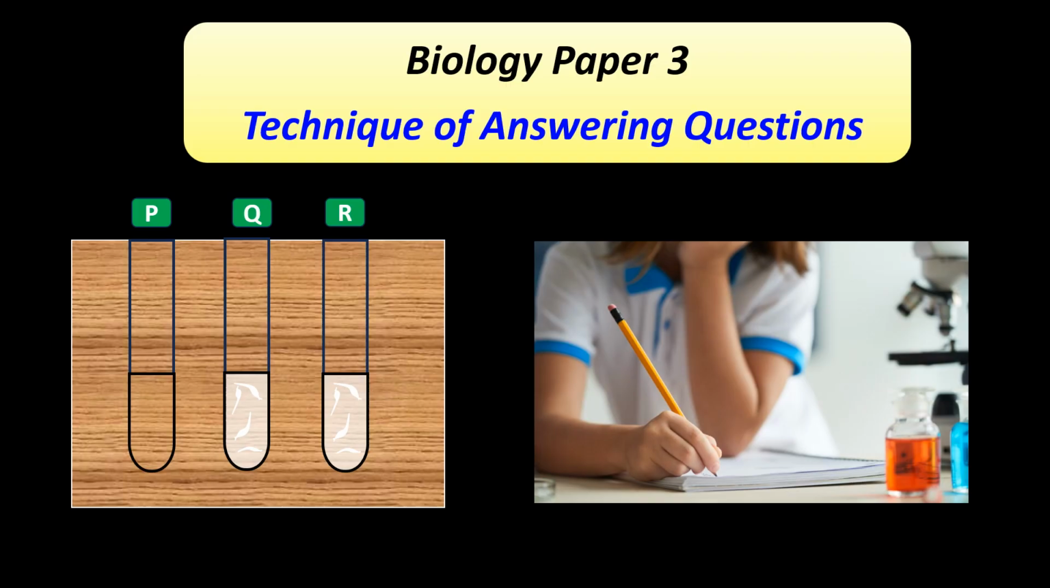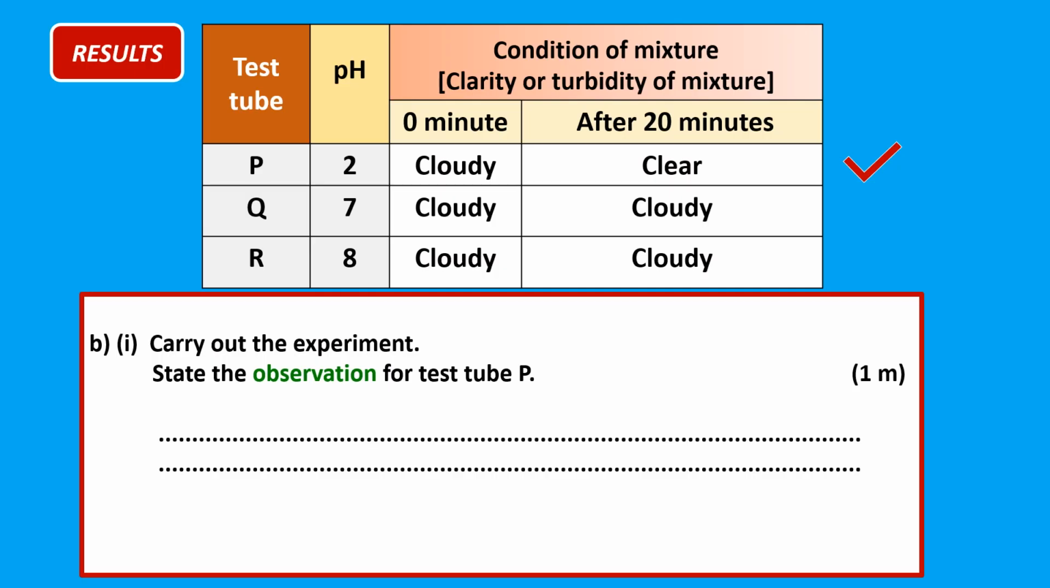Okay, now let's look at some questions related to this experiment. All right, paper 3 questions. Let's try to apply our technique of answering paper 3 questions to this experiment. Let's say you have done the practical test and these are your results. In the real SPM practical test, they may modify the experiment a bit and they may not even tell you which solutions have what pH. pH paper may not even be given.